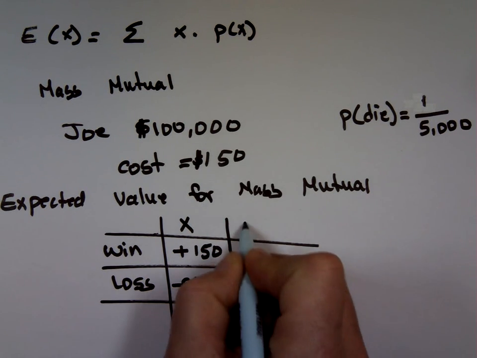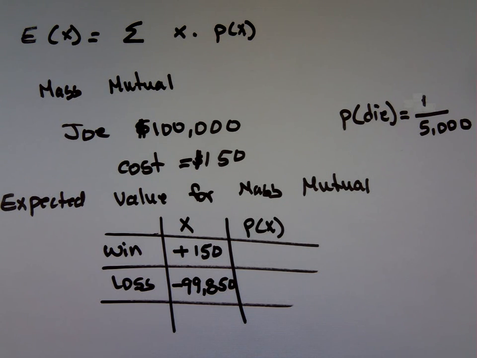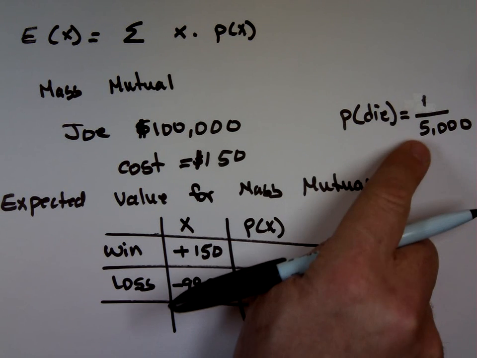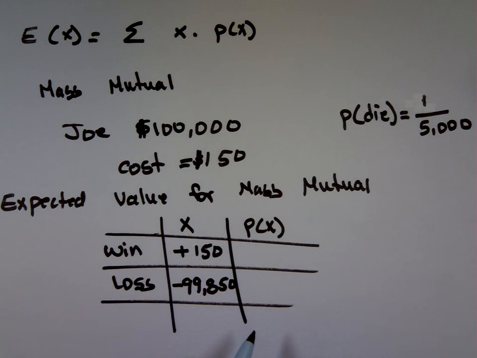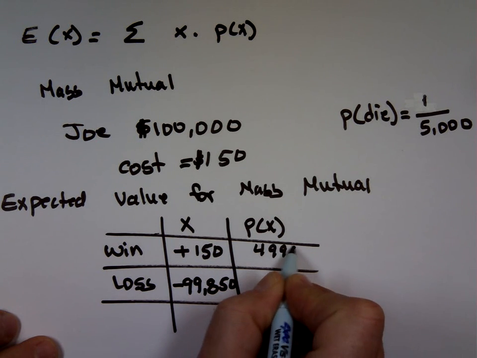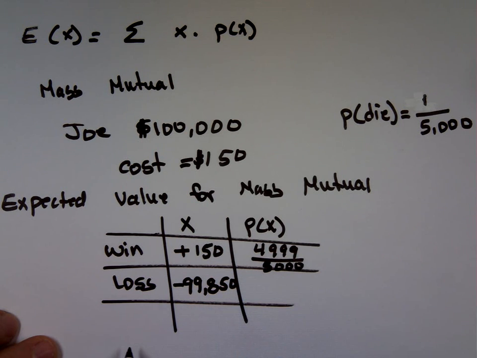Let's find the probability of each event here. So what is the probability that Joe will live? Because remember, win means Joe lived. If the chance of dying is 1 out of 5,000, the chance of living is what? 4,999 over 5,000. And the chance he will die, and they will lose their money, is 1 out of what? 5,000.